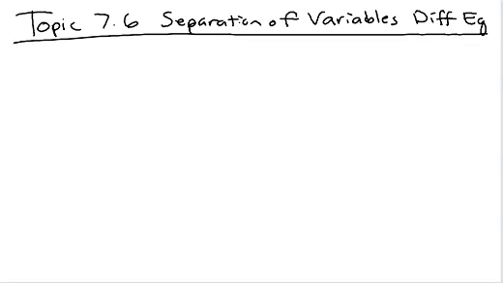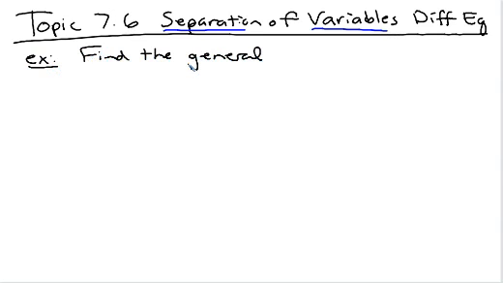All right, today on topic 7.6, we're going to learn how we get back to a particular solution. Separation of variables is a very important skill in AP Calculus. And so on these examples, they're going to say, find the general solution.